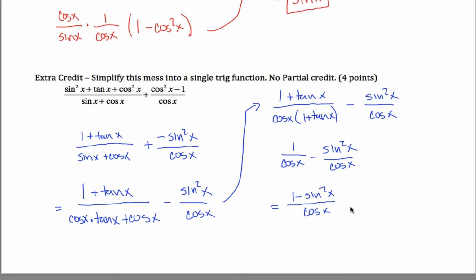But wait a minute, 1 minus sine squared, there's that Pythagorean identity again. That's equal to cosine squared x. So I get cosine squared x over cosine of x, which simplifies just down to cosine of x.